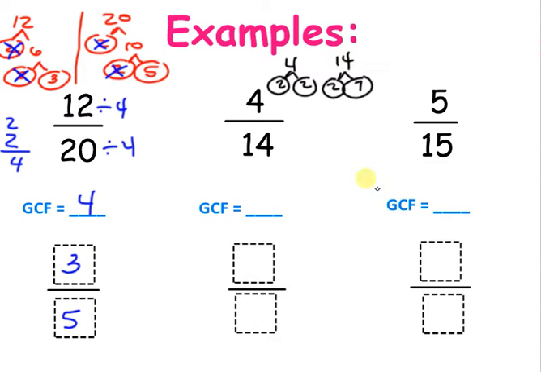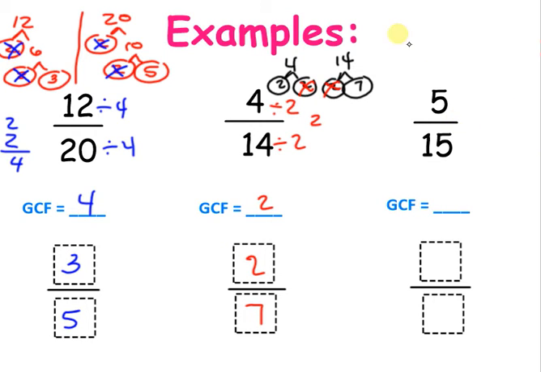All right, I need to find my matches, and it looks like I only have a 2 and a 2. And so now that I have my GCF of 2, I'm going to divide the top by 2, and I'm going to divide the bottom by 2. 4 divided by 2 is 2. 14 divided by 2 is 7. So my reduced fraction, my simplified fraction, is 2/7.